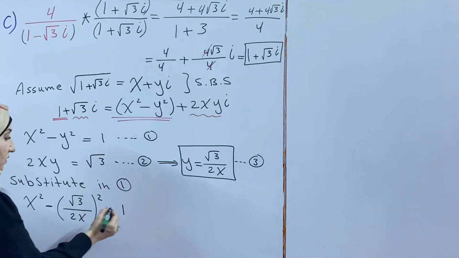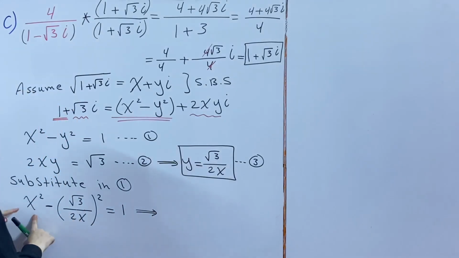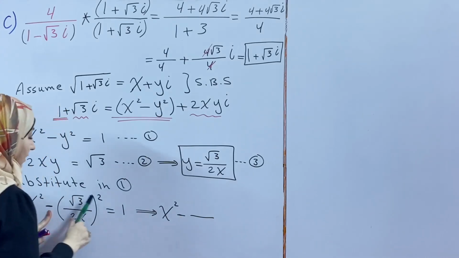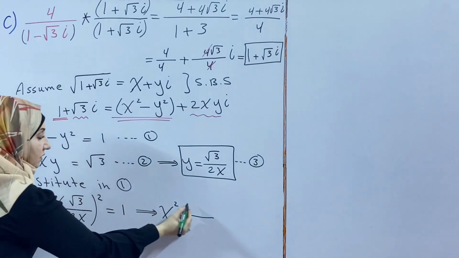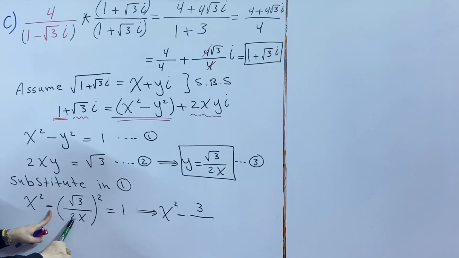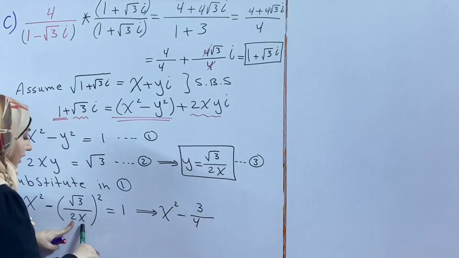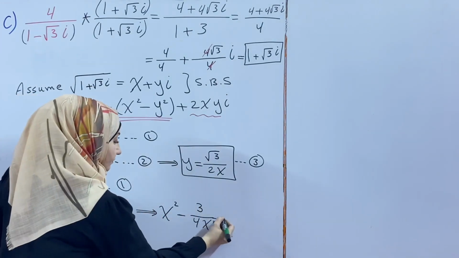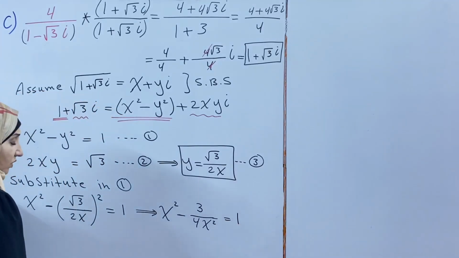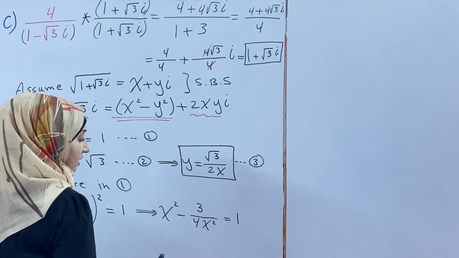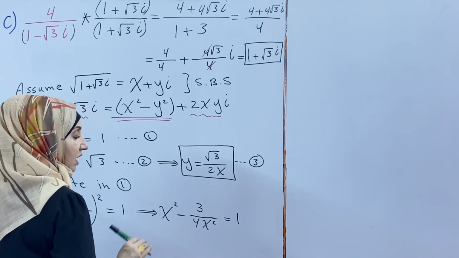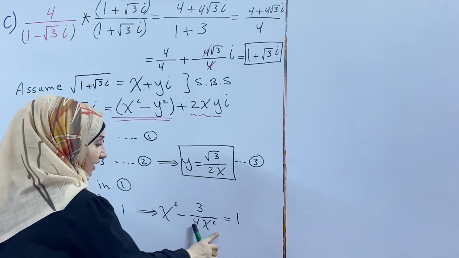I will simplify, so I will get x squared minus square root of 3 squared, which equals 3, over 2 squared, which equals 4x squared, equals 1. I want to simplify this equation, so I have a fraction here. How can I get rid of this fraction? I will multiply both sides by the denominator.